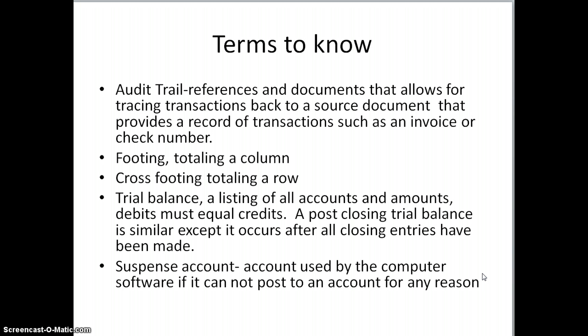Footing is totaling a column. So if you're thinking about a spreadsheet, adding down is footing. If you're thinking about a spreadsheet, again, going across a row would be called cross-footing, and you're just adding them up, sometimes adding and subtracting if a number is negative. So footing is down and cross-footing is across.